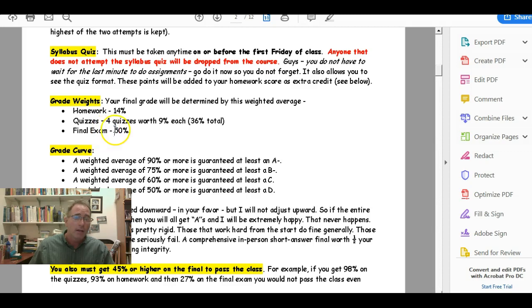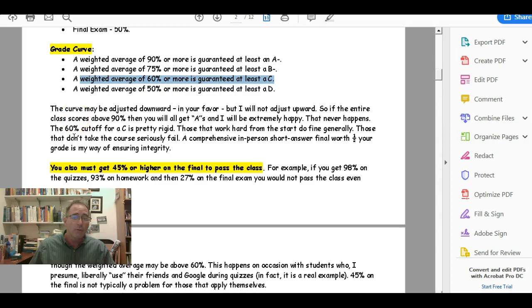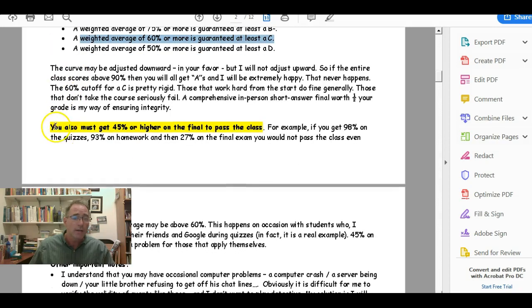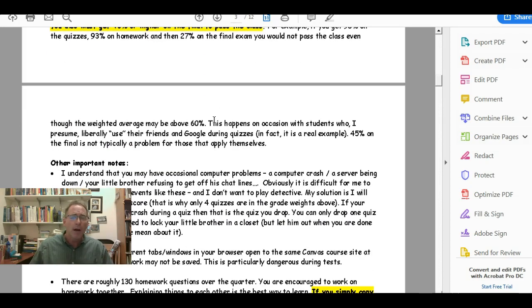The final exam, again, is worth half of your grade. To pass the class, you need to get 60% of the points. That's it. Not so hard if you try. You also actually need to get 45% on the final exam to pass the class. So regardless of your overall score, you've got to get 45% to pass. For example, if you got 90% on quizzes, 93% on homework, wow, this guy's doing awesome, and then 27% on the final exam, you don't pass the class. How is that possible?